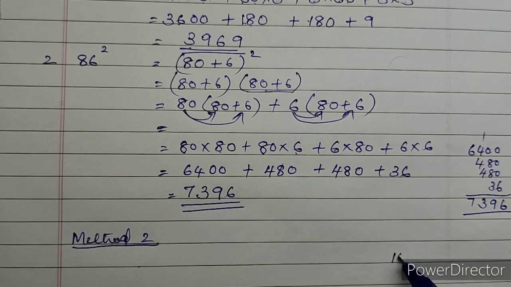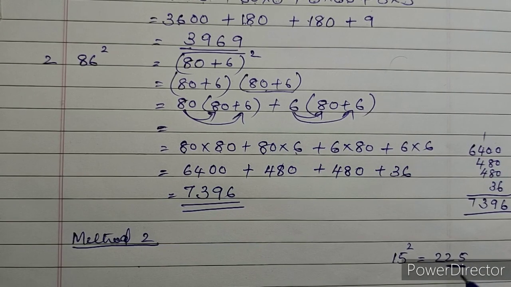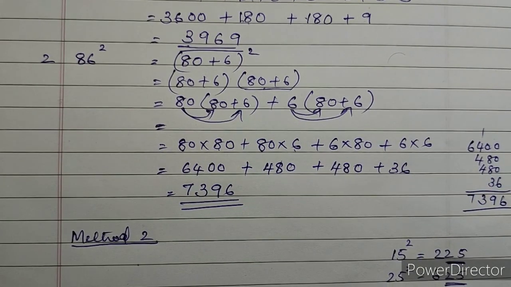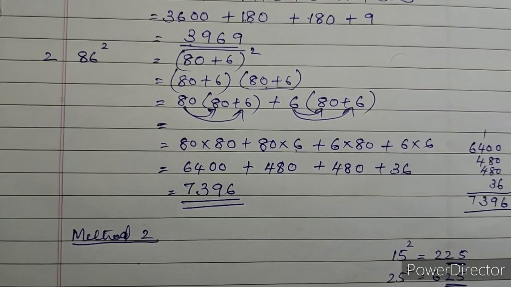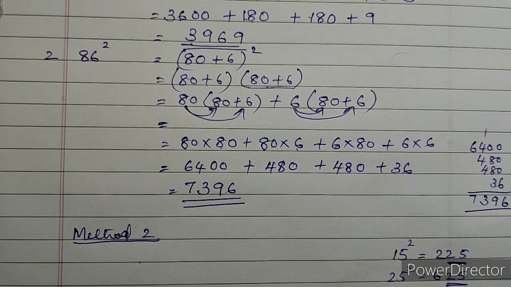Any number you take 15 square. What is the 15 square? It is 225. See, the ending number is 25. 25 square you take, it is 625. So the ending number you see, it is 25. This property you are utilizing here. So one example I will show you how to find that.